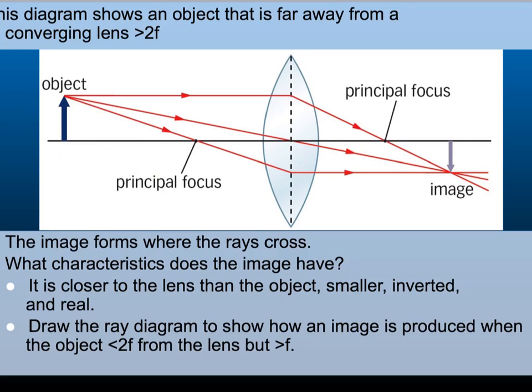What you can do now is stop the video and try and draw the ray diagram to show how an image is produced when the object is less than 2 times the principal focus away from the lens.